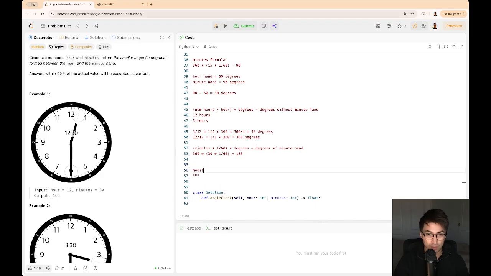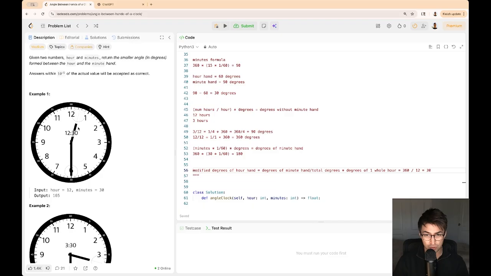So modified degrees of hour hand equals degrees of minute hand divided by total degrees. So 180 divided by 360 is 1/2. And then 1/2 times the degrees of 1 whole hour, which equals 360 divided by 12, which is 30. Degrees of the minute hand.